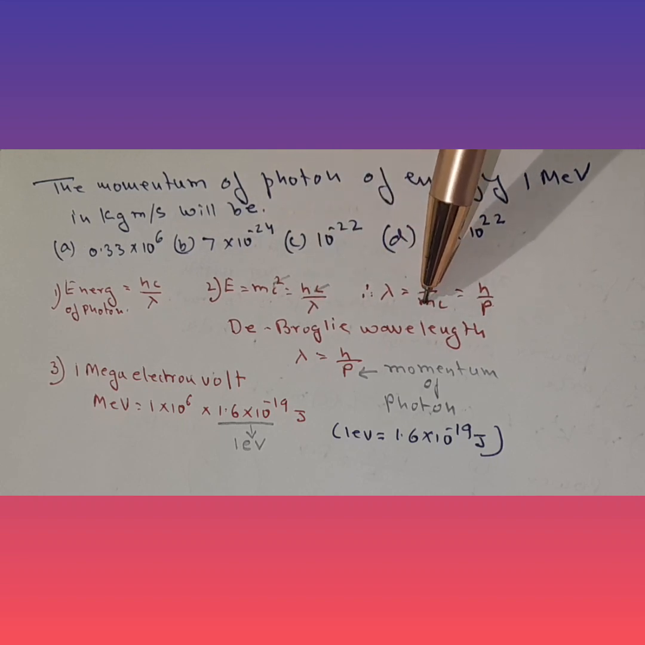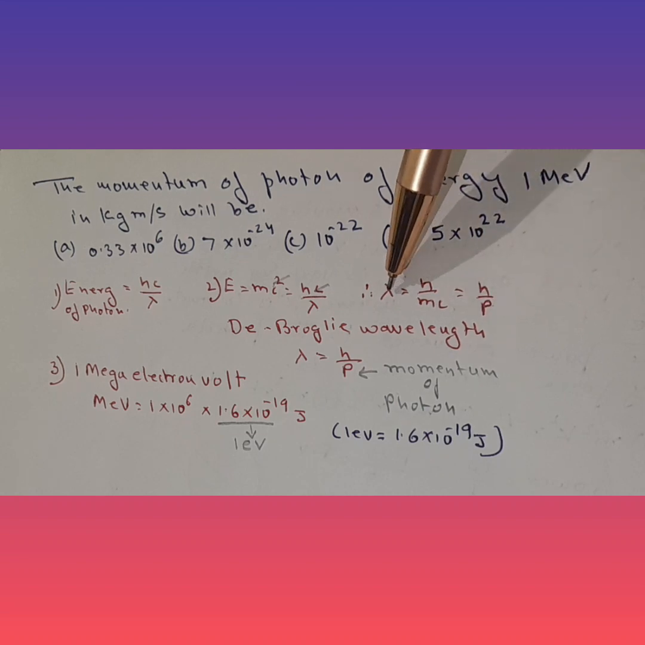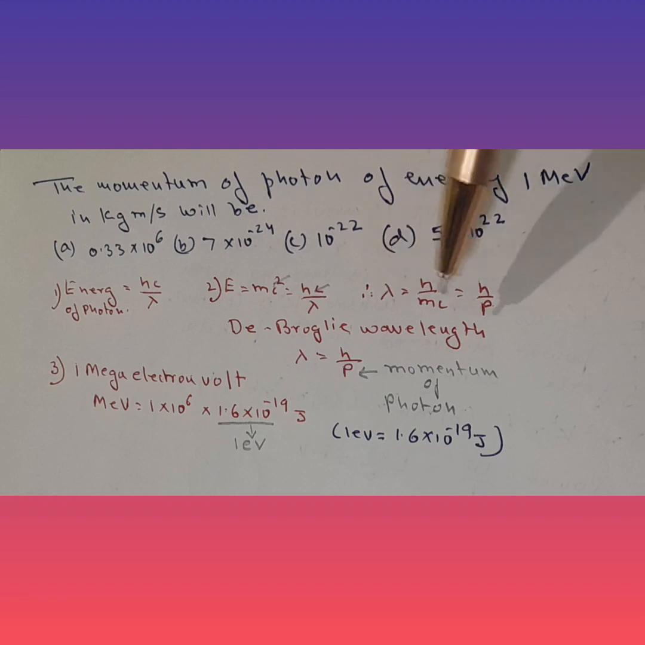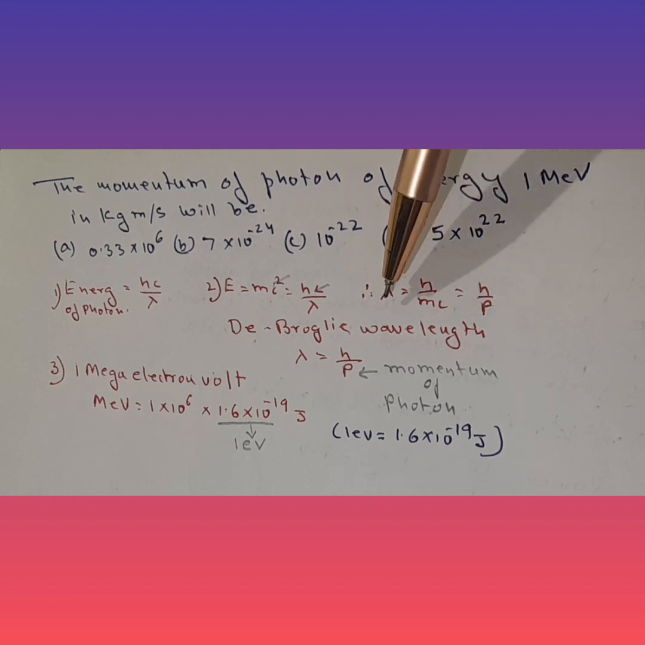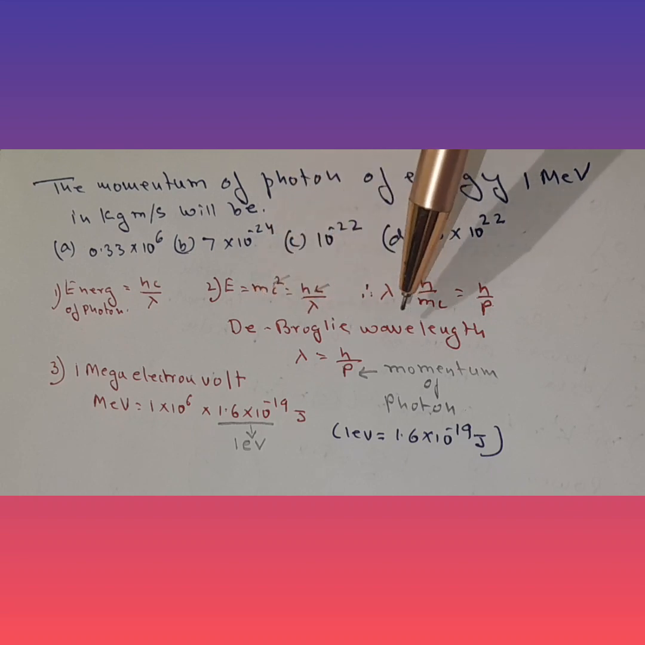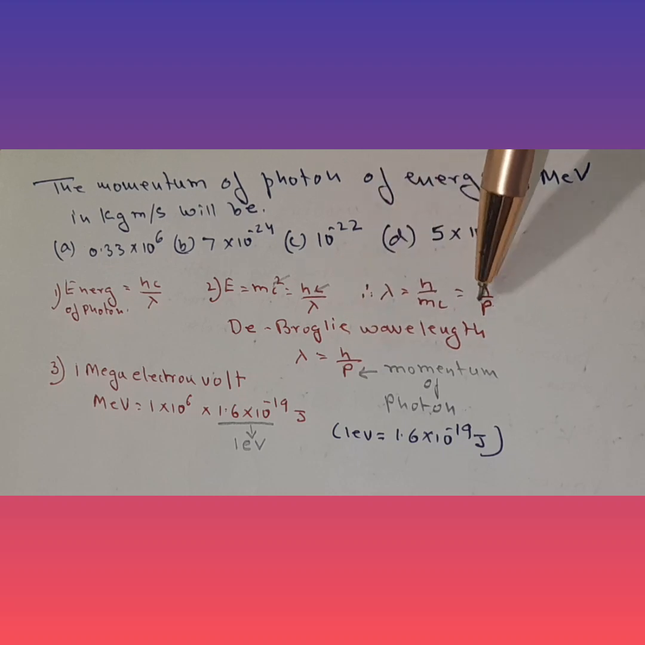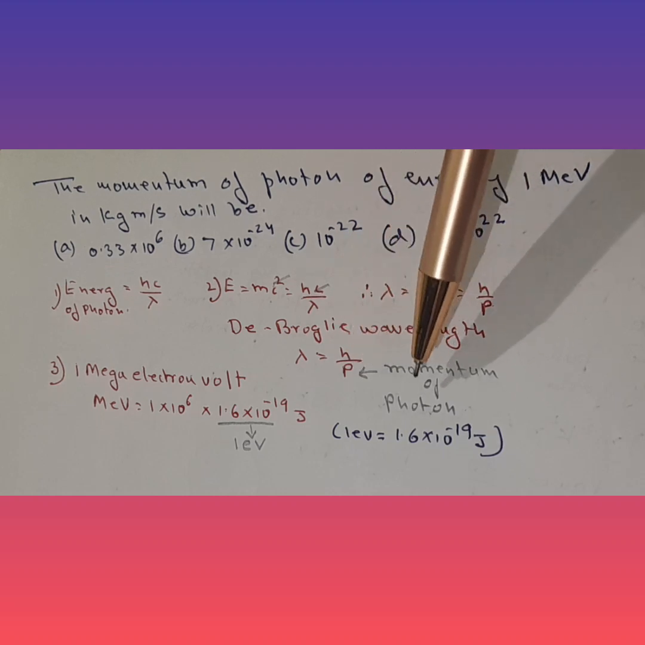Now mass into velocity we know is momentum. So this is momentum of photon and h. Now this we also call as dual nature, where this shows wave nature, this shows particle nature. Alright, so wave and particle nature. So this is de Broglie's equation for wavelength. Lambda is equal to h over p from here, where p is momentum of photon.